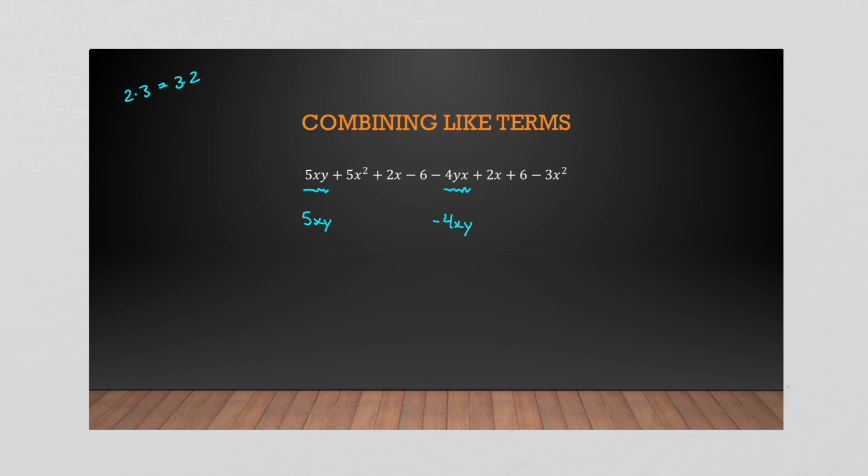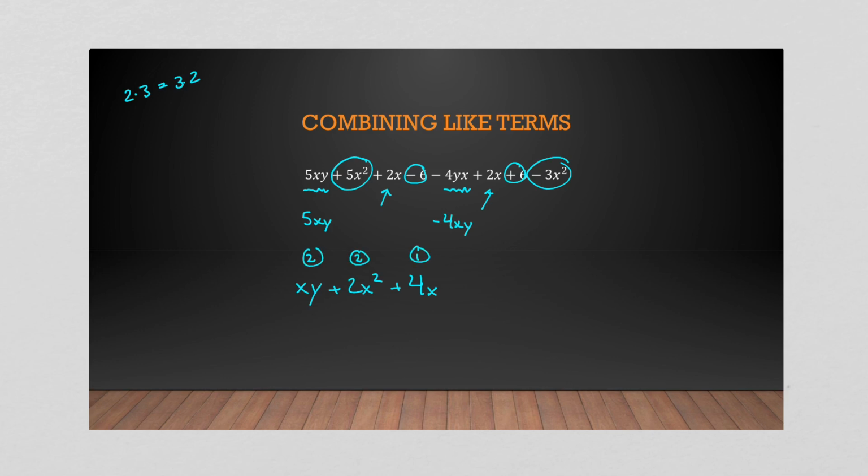So we have 1xy. And then you have 5x squared minus 3x squared is 2x squared. And then you have plus 2x, well, that's plus 4x. And then minus 6 plus 6, well, that just cancels out. So now here we have 3 terms. We have degree 2, we have degree 2, we have degree 1.